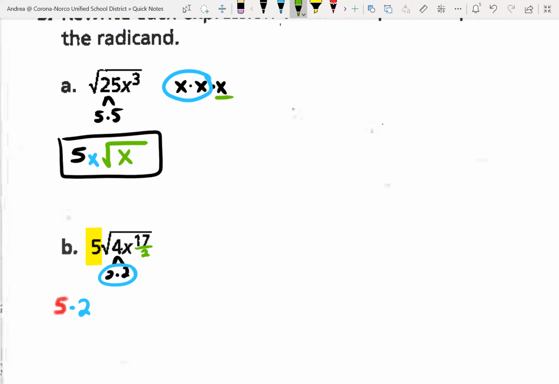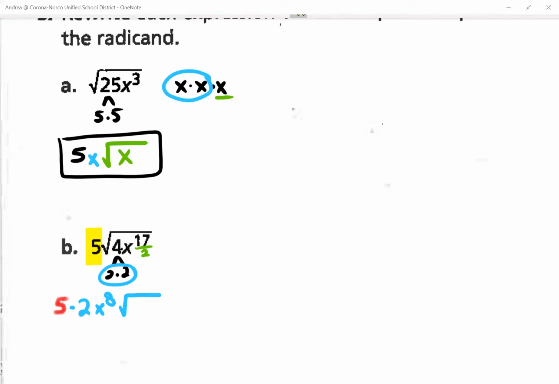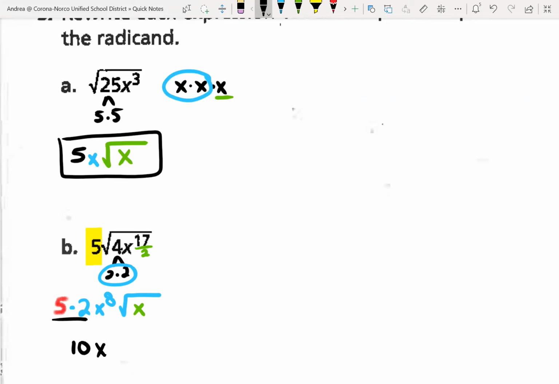How many times does 2 go into 17? 8. So that means there's 8 pairs of x's, right? So x to the 8th. Do I have any leftover x's though? 1, right? That 1 doesn't have a pair, so it has to stay in jail. It stays inside the radical. We then multiply 5 times 2 and get 10. X to the 8th, square root of x, sorry. Any questions over that?